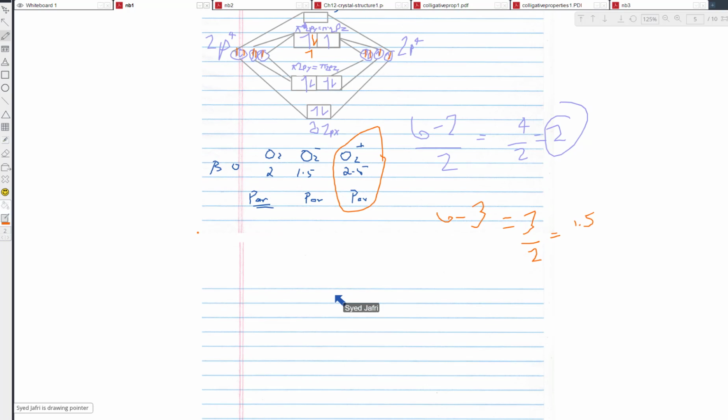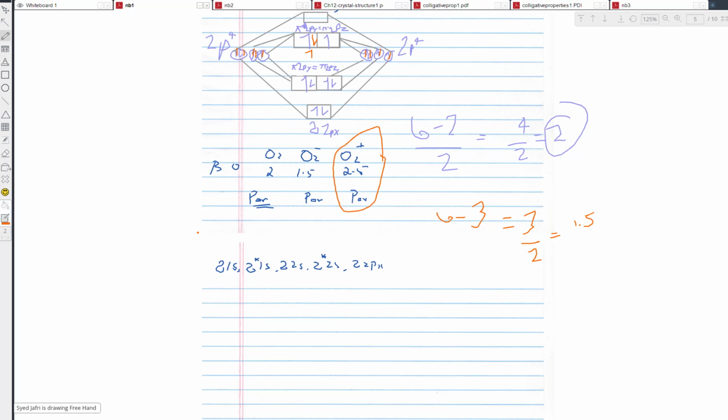And also, when you have to write the configuration, sometimes you can write it like this. We are not showing the sigma 1s here, so you can write sigma 1s, then comes sigma star 1s, then comes sigma 2s, which we are not showing here, then comes sigma star 2s, and then it comes sigma 2px.